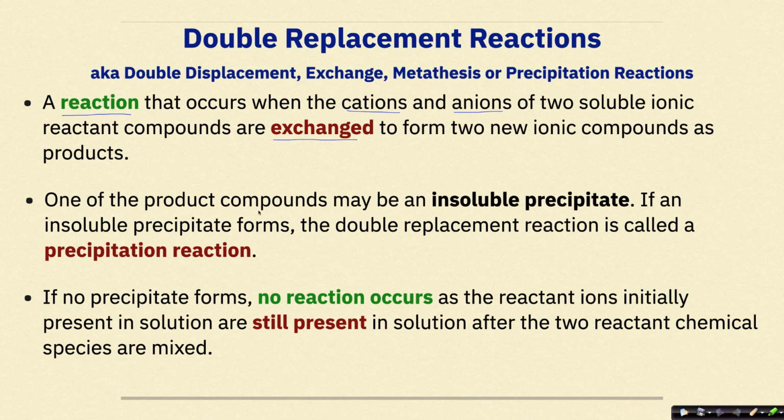One of the product compounds may be an insoluble precipitate, otherwise known as a solid. If an insoluble precipitate forms, the double replacement reaction is called a precipitation reaction. If no precipitate forms, no reaction occurs, as the reactant ions initially present in a solution are still present in solution after the two reactant chemical species are mixed.